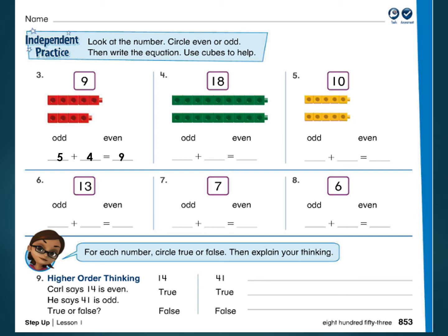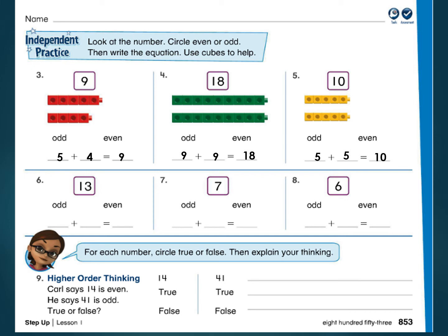What about 18? Is 18 an odd or even number? 18 is an even number. Great job. And what's the equation? 9 plus 9 equals 18. Now number 10. Is it an odd or even number? 10 is an even number. And what's the equation? 5 plus 5 equals 10.